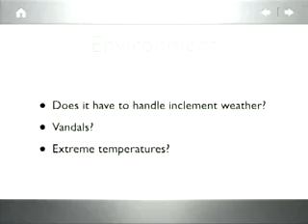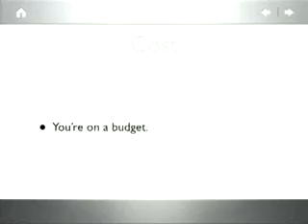Now, looking at the environment that a system is going to be working in, you need to understand whether or not it's going to have to deal with severe cold or severe heat. You need to understand whether it's going to be inside or outside, or whether it's going to be subject to severe vandalism. For example, your great new $2,000 fingerprint scanner is not going to work very well if it's covered in spray paint. Cost almost goes without saying. Systems can get ridiculously expensive. The price increases almost exponentially with features, whether or not they're needed.